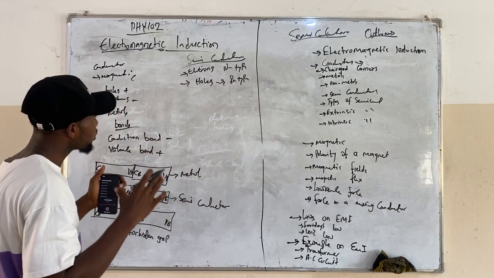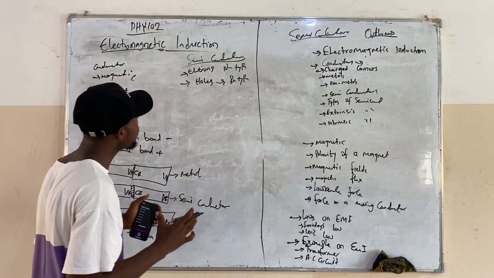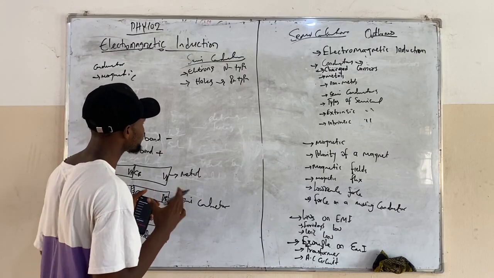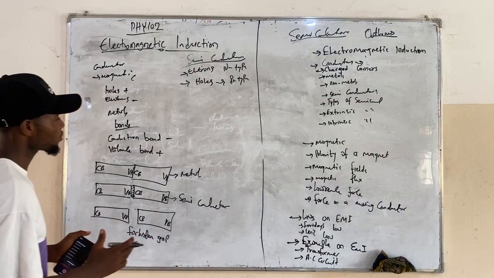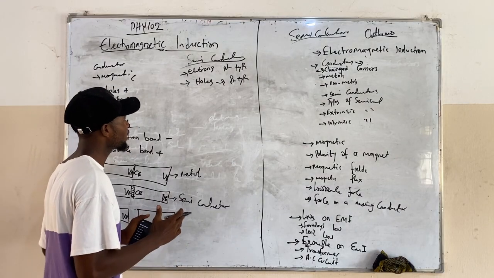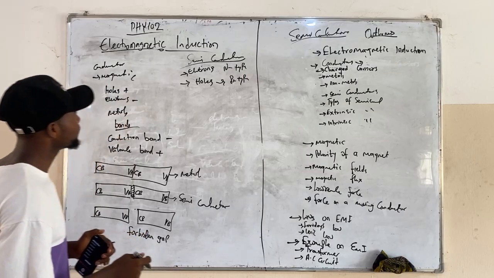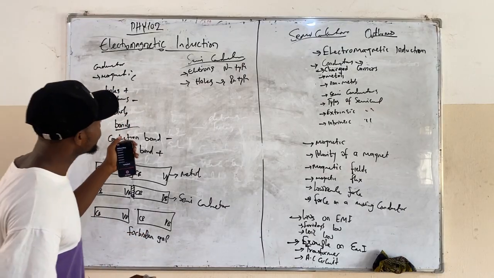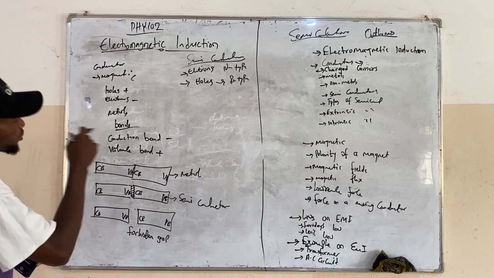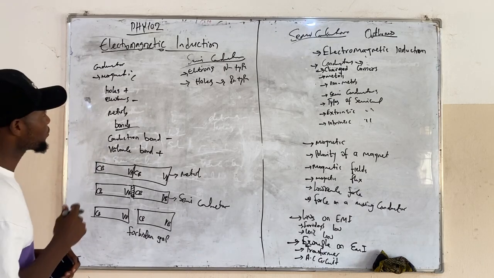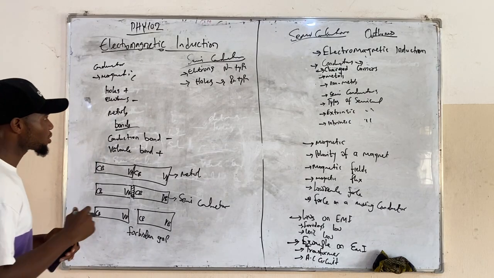The N type semiconductor actually has more electrons than holes, while the P type has fewer electrons than holes. That's to say, it has more holes than electrons. So in this category, having known these examples of a semiconductor, let's go directly to the types of semiconductors, which are basically two.